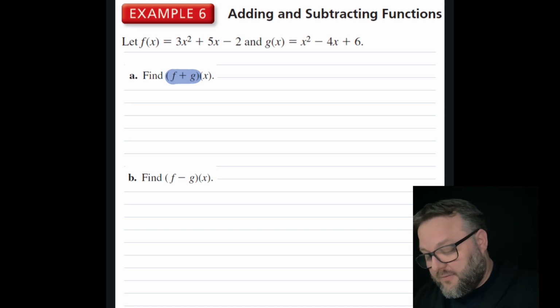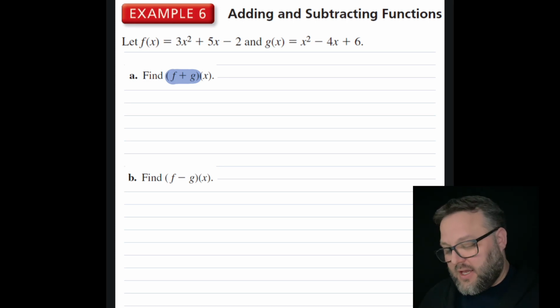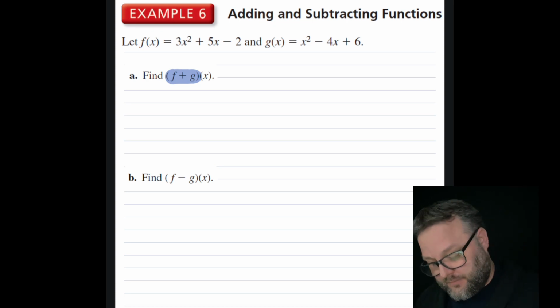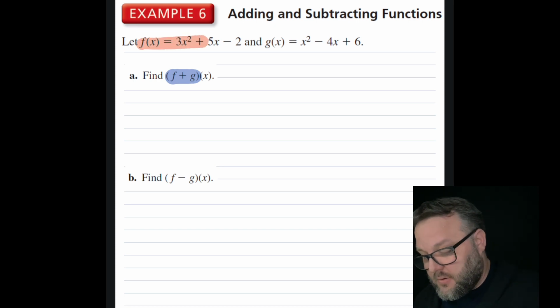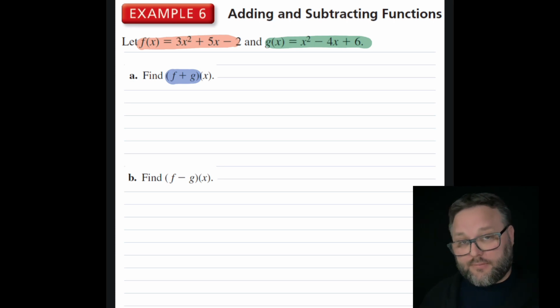First off, if I have f plus g, that literally just means whatever f is, I'm going to be adding g to it. Well, in this case, the function dealing with x is up here, and the function dealing with g is right here.